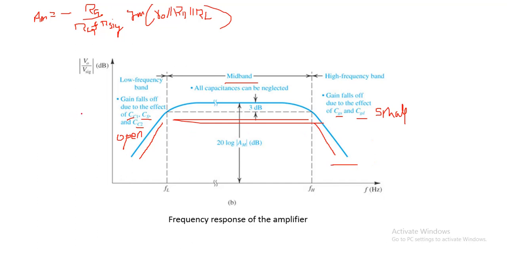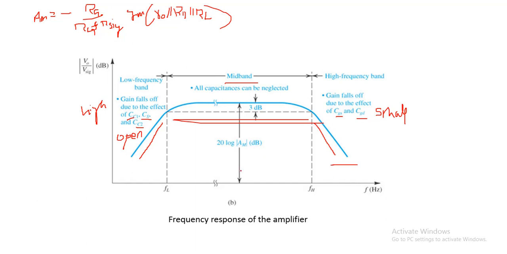These capacitors are large. At low frequency, they act as an open circuit, and at a high frequency, the internal capacitances act as a short circuit. In both the cases, at high frequency and low frequency, the gain falls.